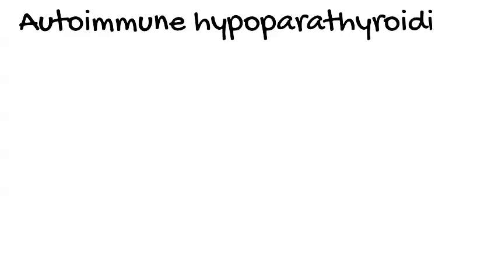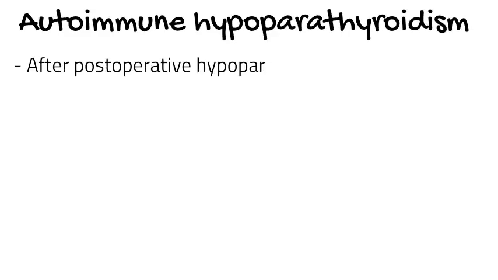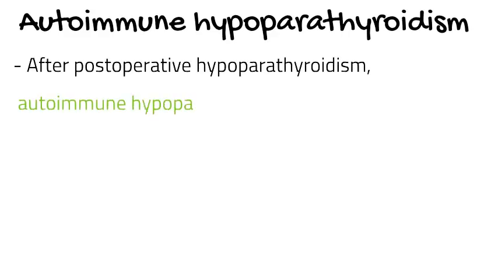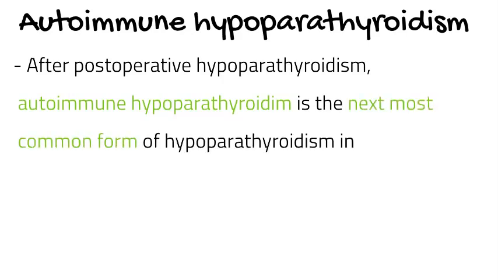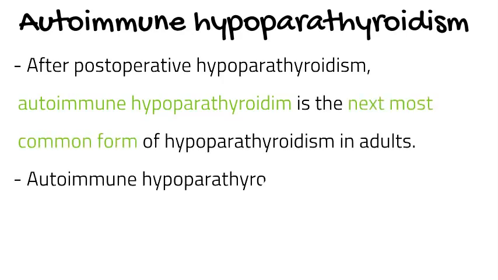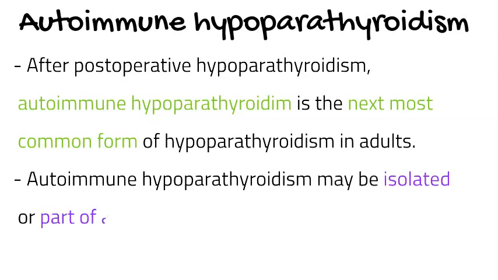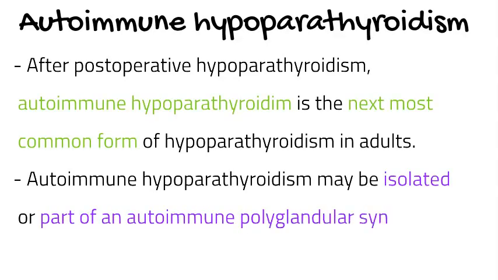Autoimmune hypoparathyroidism. After postoperative hypoparathyroidism, autoimmune hypoparathyroidism is the next most common form of hypoparathyroidism in adults. Autoimmune hypoparathyroidism may be isolated or part of an autoimmune polyglandular syndrome (APS).